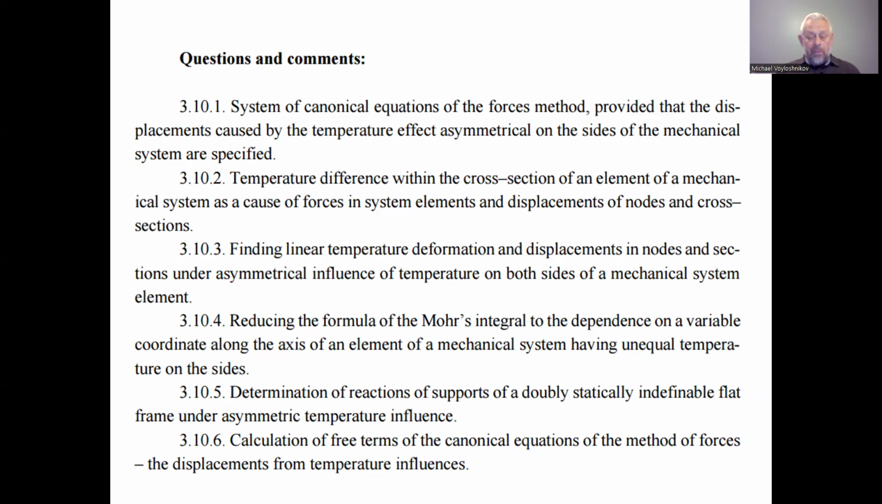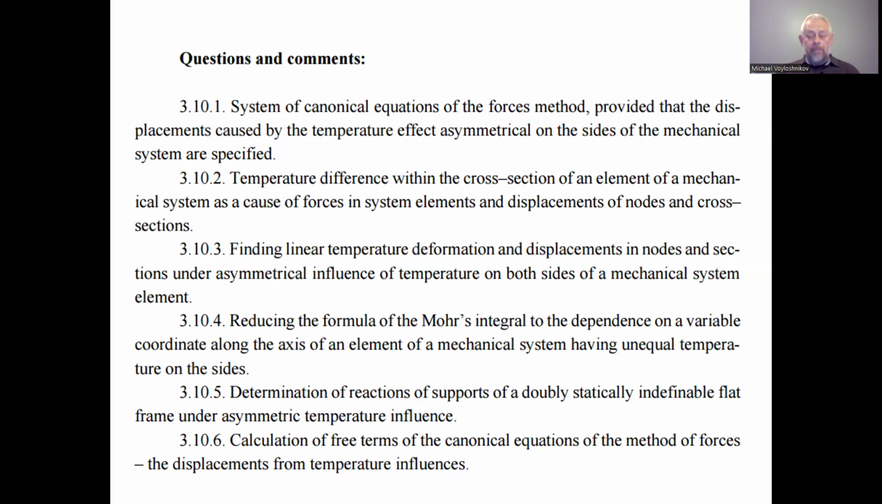3.10.6 Calculation of free terms of the canonical equations of the method of forces, the displacements from the temperature influences. Of the displacements we consider two types. First is the general expansion of the elements of the mechanical system under the action of the general heat. General heat equals the middle temperature impact. So we have heated two sides of the mechanical system, and in the middle the temperature we can find, assuming the linear distribution of the temperature inside the element of the mechanical system.